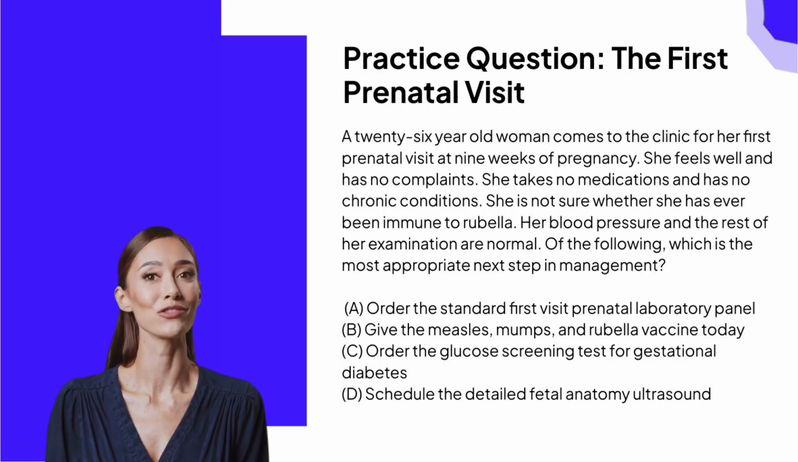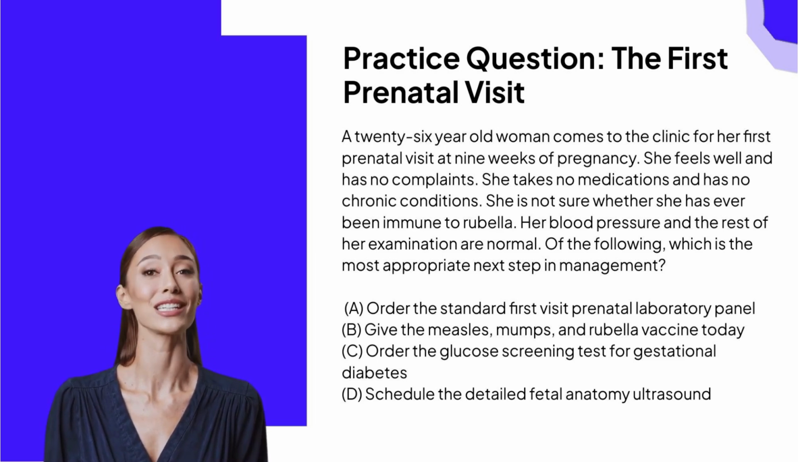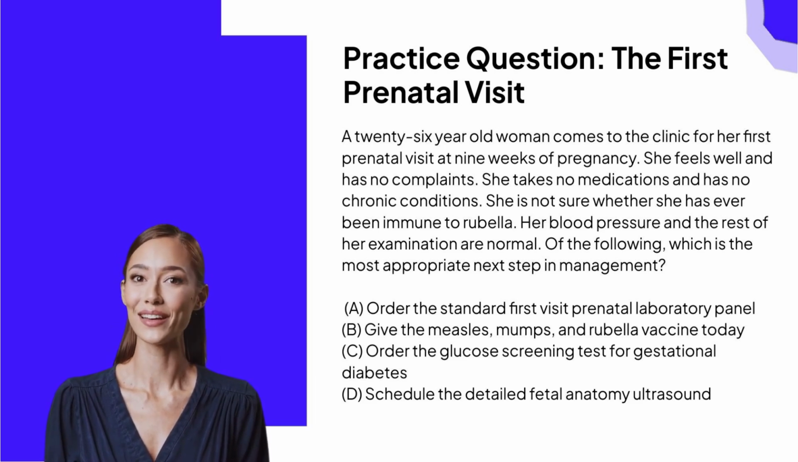Let us work through our first practice question, and this one is built to test the initial prenatal visit. A 26-year-old woman comes to the clinic for her first prenatal visit at 9 weeks of pregnancy. She feels well, takes no medications, and has no chronic conditions. She is not sure whether she has ever been immune to rubella.